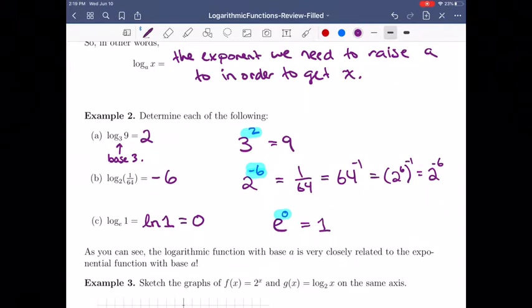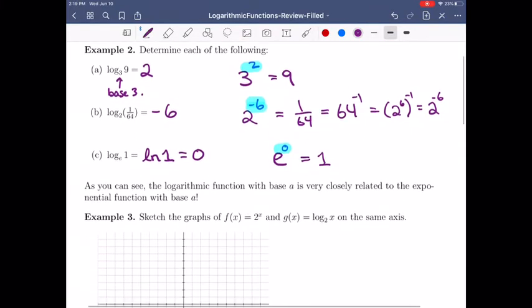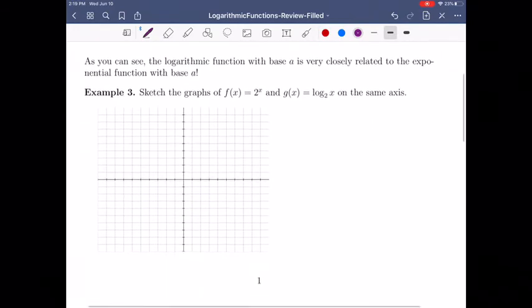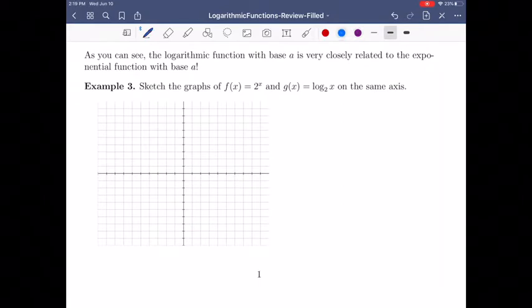So you can probably see that the log functions are very closely related to the exponential functions. So let's draw them on the same grid here. We already drew 2 to the x, so I'm just going to reproduce it for you. 4, 5, 6, 7, 8. Okay, so it looks like this. So this is f of x is 2 to the x.